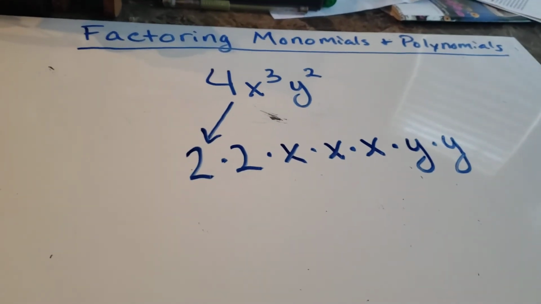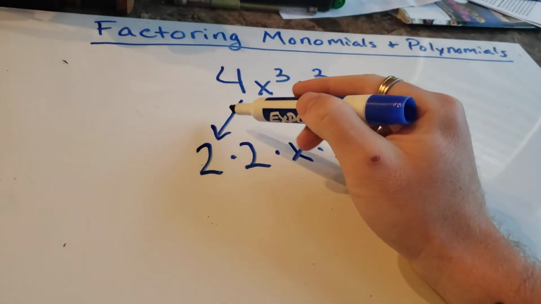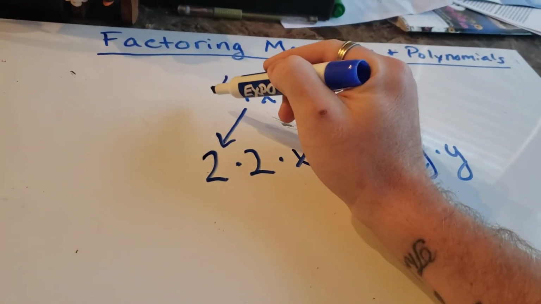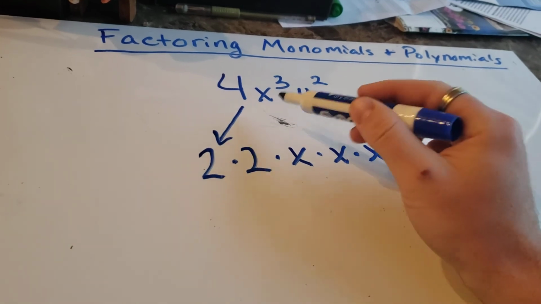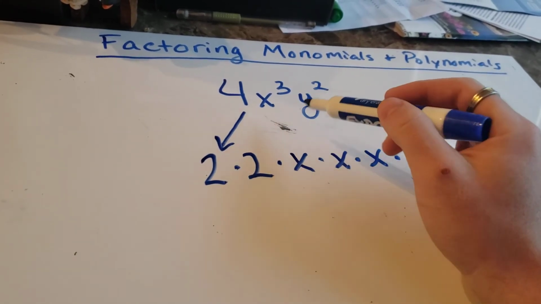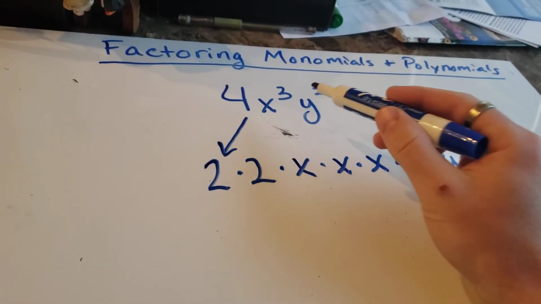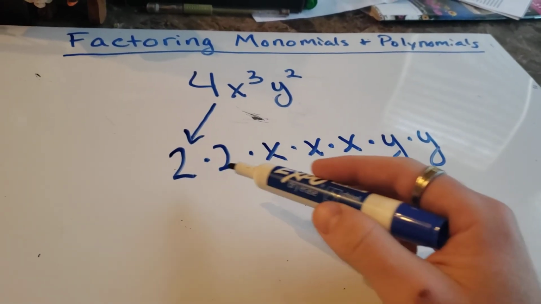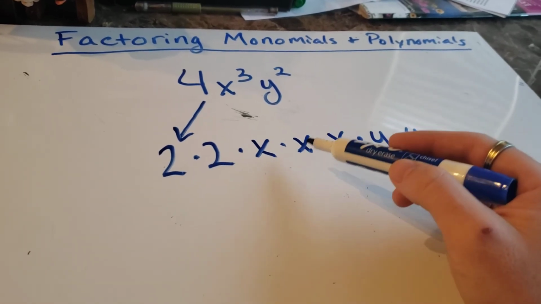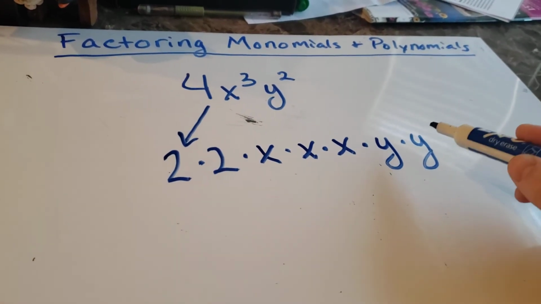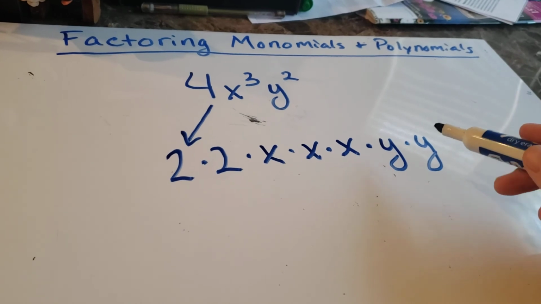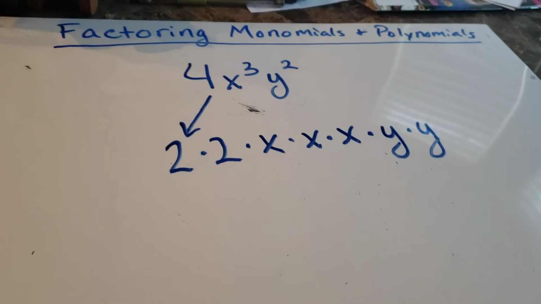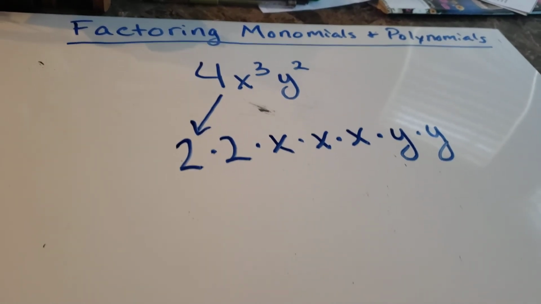So when you factor a monomial, you're essentially writing the prime factorization of your coefficient, the number, which in this case was positive, and then breaking down each exponent. What does cubed mean? What does squared mean? So eventually we would get 4x cubed y squared factored is 2 times 2 times x times x times x times y times y. So what are the factors of your monomial? What makes up your monomial, okay?